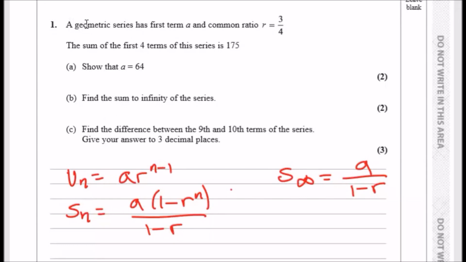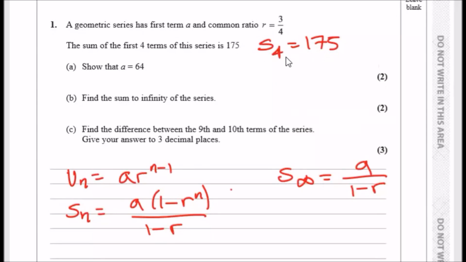According to 1, a geometric series has first term a and common ratio r equals 3/4. So effectively you can simplify a lot of these. The sum of the first 4 terms of the series is 175. So this means the value of S4 is 175, which will be useful for this Sn equation. Show that a equals 64.